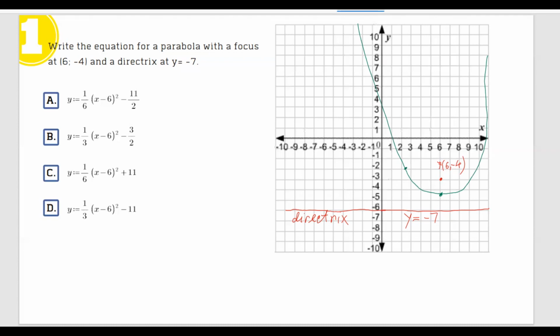So now what we know about the relation between focus and directrix is that if we take any point on the parabola, let's call this point (x, y), this distance here is equal to this distance over here, and this falls perpendicular on the directrix. So now let's write the same relation and find the equation of this parabola.